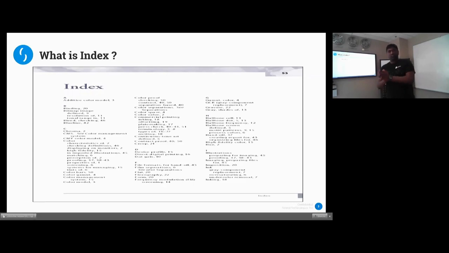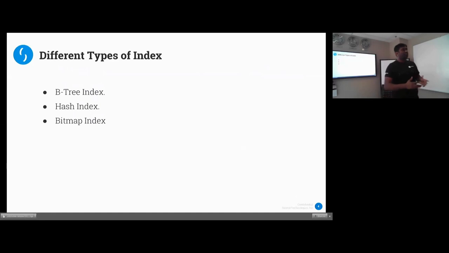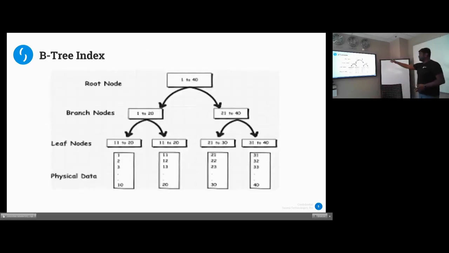Indexes are key for retrieving anything. There are a lot of different flavors of index: a B-tree index, a hash index, a bitmap index. A B-tree index is nothing but a tree, what you see here. You have your root node, then your branch nodes, then your leaf nodes, then the actual physical node where your data is present. It's balanced. Ideally I'd like my B-tree to look like this, but in reality it doesn't. If you have 1 to 40, the left side will have 1 to 20, divided that way. So you can reach a certain point in fewer hops. It's a very optimal way to search and reach a particular point. That's what a B-tree index is.